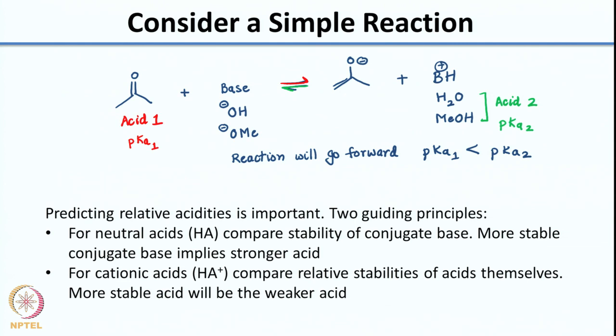There are two guiding principles that you can use to predict relative acidities. For neutral acids, such as acetone, which we called HA in the previous slide, you usually compare the stability of the conjugate base. So, you can compare the stability of the enolate versus the OH minus or OMe minus. The second case is for cationic acids like HA plus, where you compare the relative stabilities of the acids themselves. The more stable HA plus will not like to lose its proton, because it is highly stable. As I said, molecules are just like us. If they are very comfortable, they would not like to react. So, if HA plus is more stable, it will be the weaker acid.